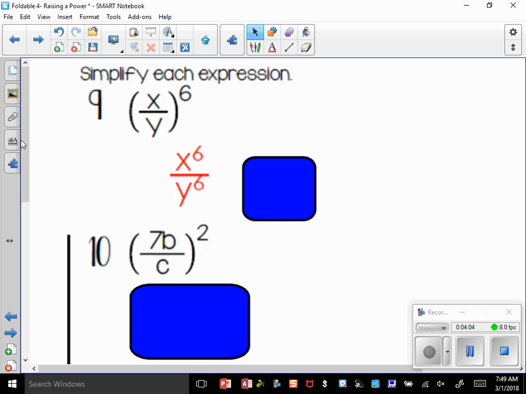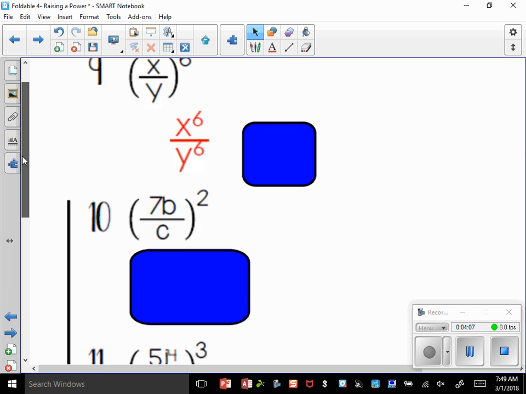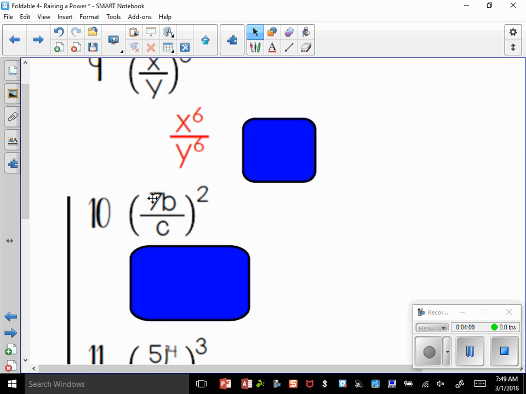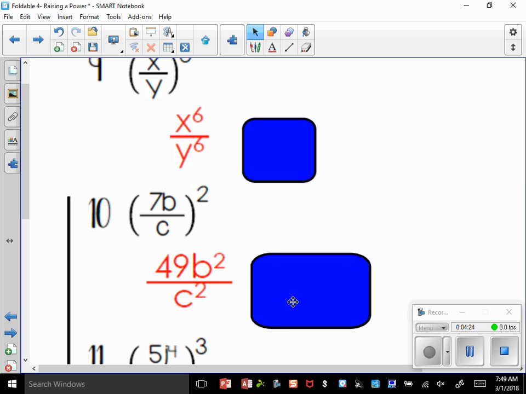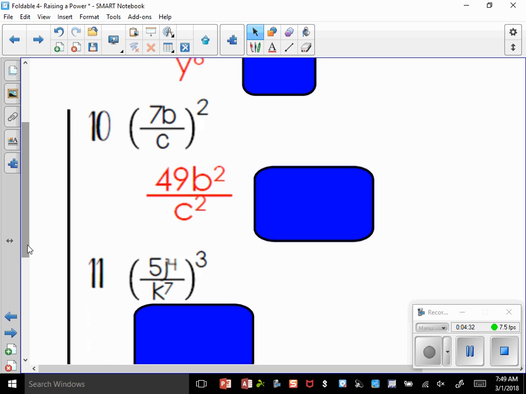Okay, so remember, you're multiplying, you're not adding. So same thing if there's a number in here. So you're going to raise 7 to the second power. It's not 14. 7 times 7 is 49. You're going to be raising the b because you're going to multiply 1 times 2. Same thing for the c. You're going to be multiplying 1 times 2. So your answer is 49, b to the second, c to the second. All right, I'm going to have you guys try number 11. So raise 5 to the third power and multiply the other exponents and see what you get.